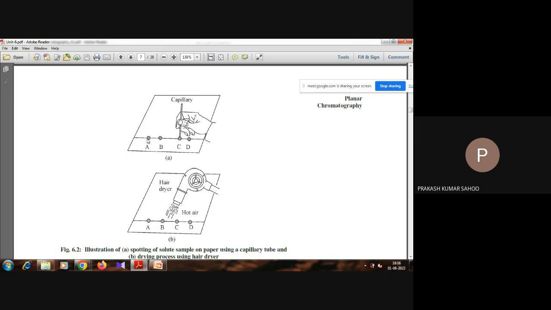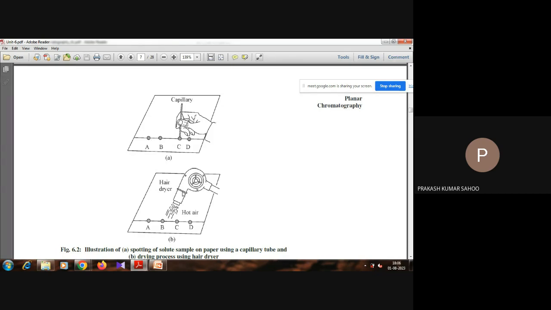That is, if A is here, then at a considerable distance we have to put B, and subsequently C and D. And what is the procedure for putting this sample at this origin line? We have to put the same sample A 3 to 4 times, drop by drop. First we will use this capillary to put one drop.